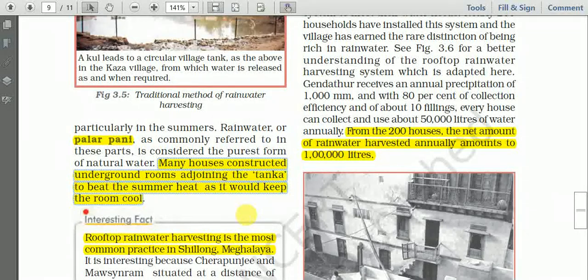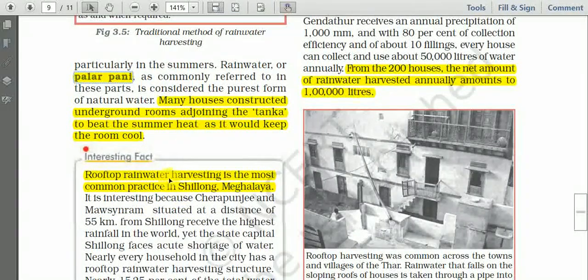That is another advantage. And in Rajasthan, rainwater is known as Palar Pani, and it is considered the purest form of natural water in Rajasthan. And one piece of information here, rooftop rainwater harvesting is the most common practice in Shillong in Meghalaya.